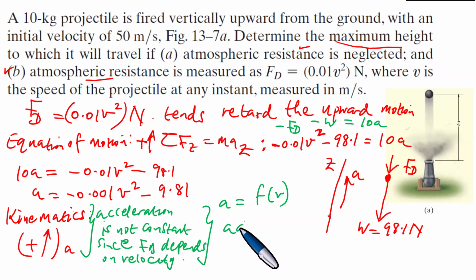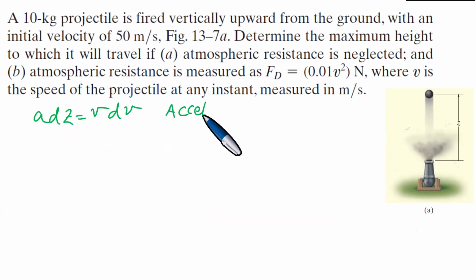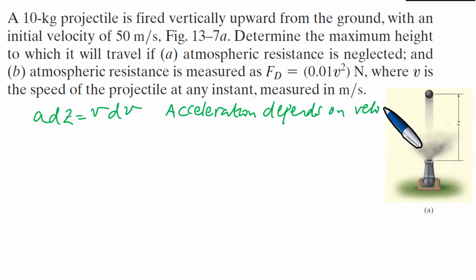Because the acceleration is a function of the velocity, we use the formula A dz equals V dv. And this one is used whenever the acceleration depends on the velocity.